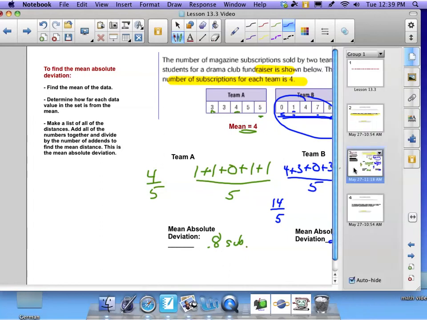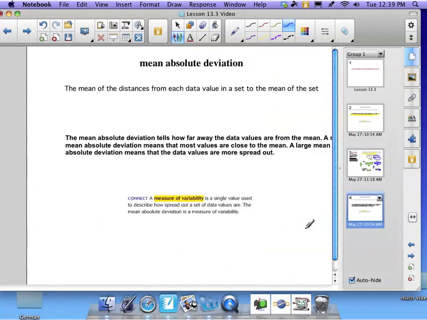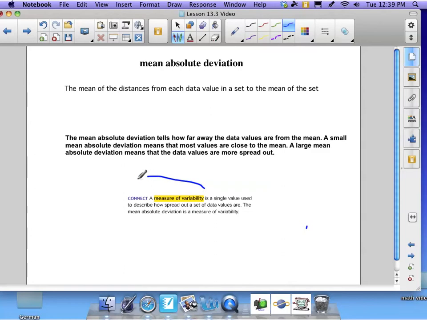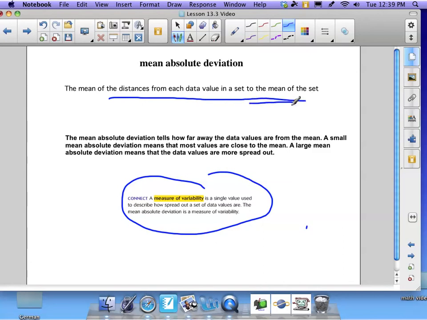So mean absolute deviation is a measure of variability. It's a single value used to describe how spread out a set of data values are. Okay, and you can calculate it by finding the mean of the distances from each data value in a set to the mean of the set.